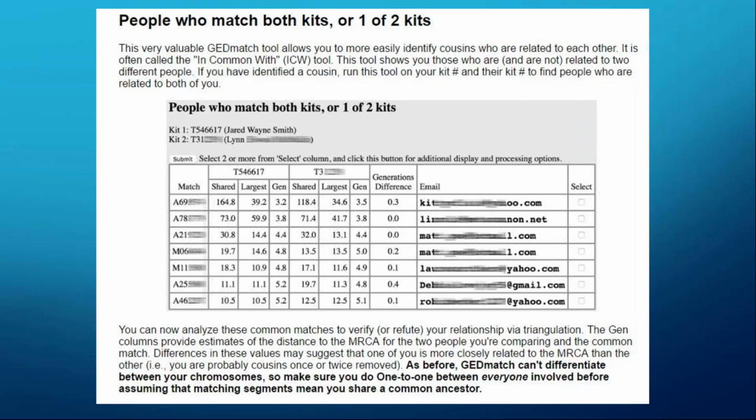So, as it says, we can now analyze these common matches to verify or refute your relationship via triangulation. The generation columns provide estimates of the distance to the most recent common ancestor for the two people you're comparing and the common match. GEDmatch can't differentiate between your chromosomes, so make sure you do a one-to-one between everyone involved before assuming that matching segments mean that you have a common ancestor. And the reason for that is, again, we don't know if the chromosomes that you inherited came from mom or dad or both unless we do the one-to-one compare.